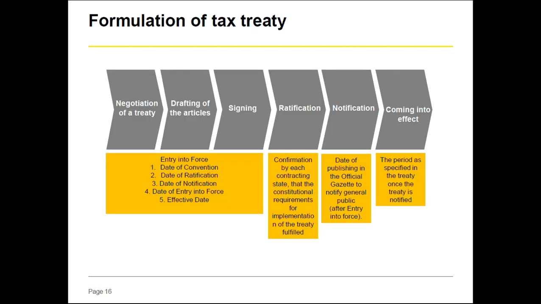How is a tax treaty formed? It starts with negotiation, then drafting of the articles. After that, it will be signed between the two countries. Then it will be ratified by both countries. Then a notification will be issued. Then the tax treaty comes into effect. This is how a tax treaty is formed.